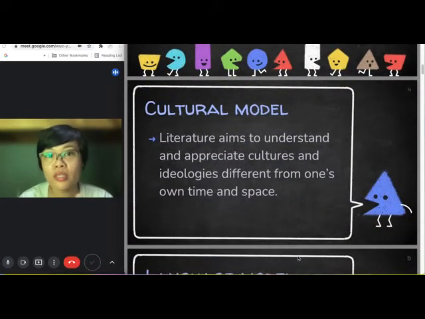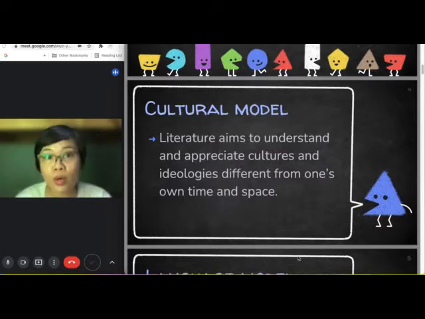The first one is the cultural model, and it believes that literature aims to understand and appreciate cultures and ideologies different from one's own time and space. So it means that literature is a way of understanding people, the culture of people. That is the basis of the cultural model. This model is of course related to the cultural approach.